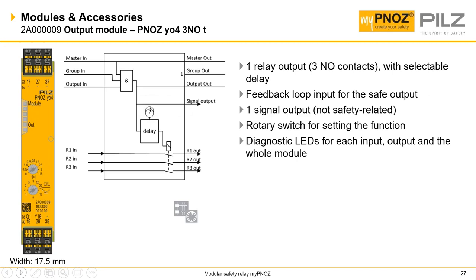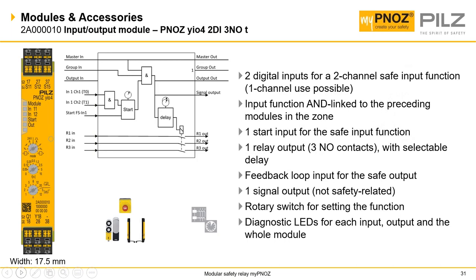Similar to the previous slide, the only difference being the Y04 output module has a relay time delay function, and everything else remains the same as before. And lastly, looking at one of the four input output modules, YIO4, 2DI, 3NOT, this particular module encompasses all the previous specifications mentioned for both the relay input module and output module, including a time delay function.